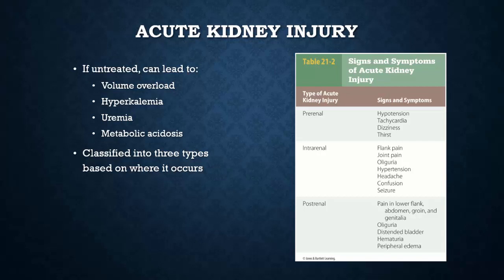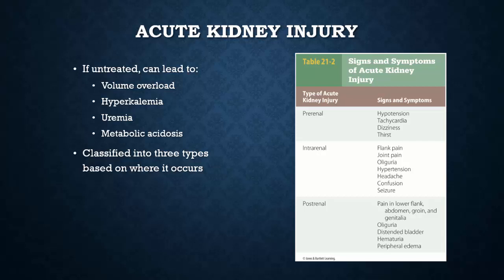This loss of function may occur over several days, and it's most often secondary to another disease process. So acute kidney injury is typically secondary to another cause. Up to 20% of critically ill patients develop acute kidney injury, and mortality for these patients may be as high as 70%.